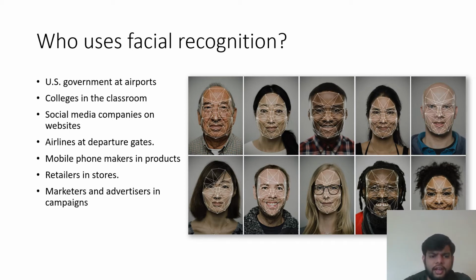It is right now used in various social media applications like Facebook. Facebook uses an algorithm to spot faces when you upload a photo on its platform. The accuracy rate of Facebook is pretty high, which is 98%. It is also used by various airlines at their departure gates, mobile phone makers in products, retailers in stores, and marketers and advertisers in their campaigns to target users according to their age, race and gender.